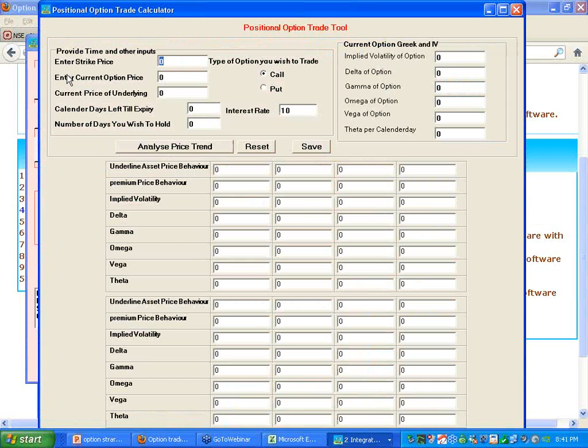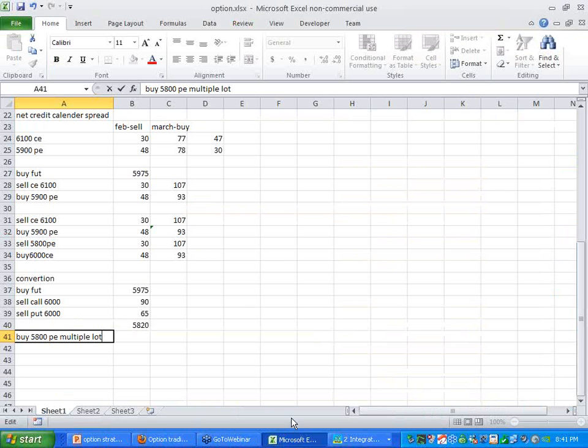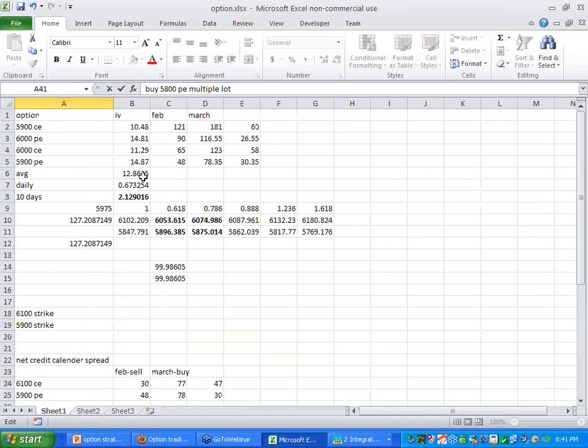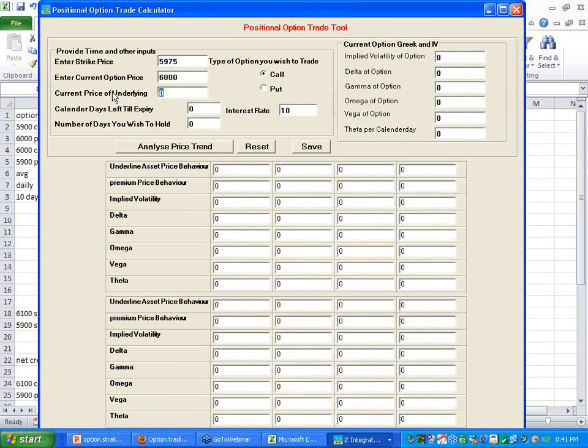So I can take 5975, 6000, and the 6000 call option is at a price tag of 65. So take the interest rate as 12%. Time till expiry is 21 days. I wish to hold it for say 5 days.